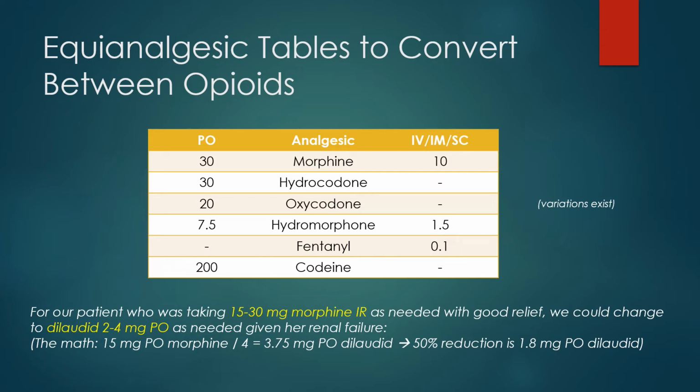This is the math. 15 milligrams PO morphine divided by 4 equals 3.75 milligrams PO Dilaudid. With the 50% reduction, this is 1.8 milligrams of PO Dilaudid. You can then round the Dilaudid to 2 milligrams or even increase it to 4 milligrams PO as needed.